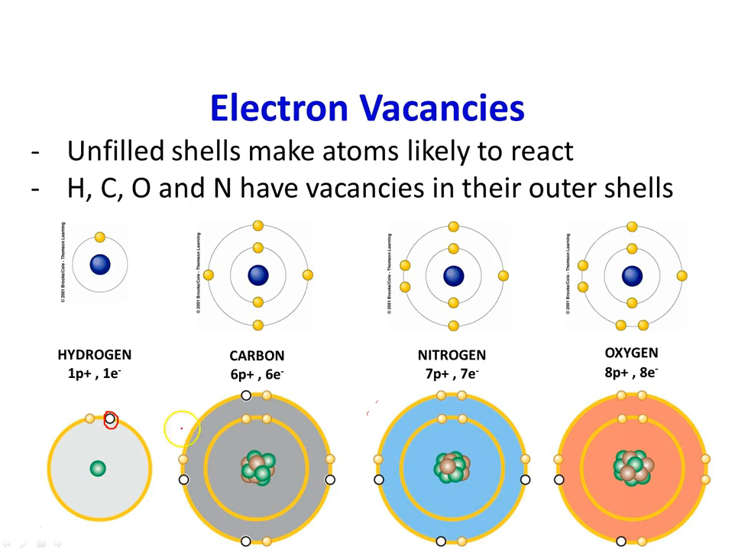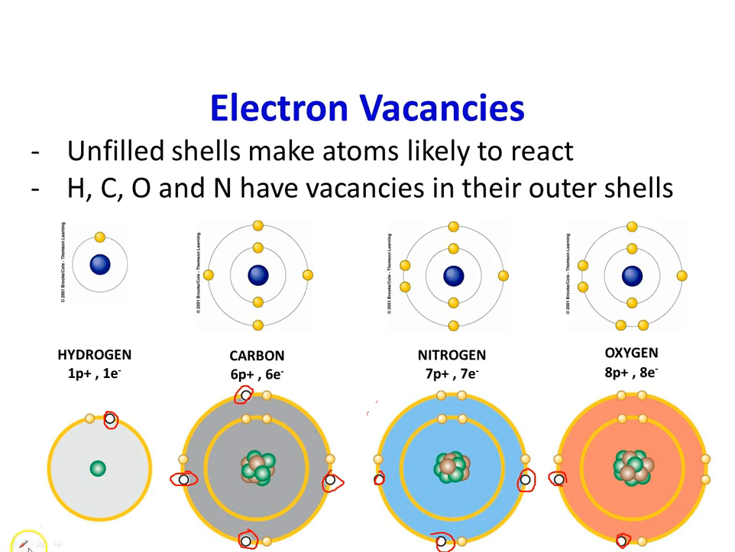Now carbon has 6 electrons. 2 are going to fill the first shell, which is now stable, and then the remaining 4 electrons are going to fill the second shell. So carbon needs an additional 4 electrons in order to be a stable atom. Nitrogen, you can see, has 3 unpaired electrons, so of course it's going to need 3 electrons for stability. And lastly, oxygen needs 2 more electrons to fill its outer shell.